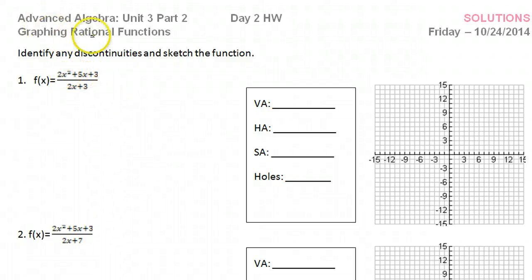Okay, this is a lesson about graphing rational functions. A rational function is basically a fraction of polynomials. We're going to be identifying the asymptotes, vertical, horizontal, slant asymptotes, as well as holes.